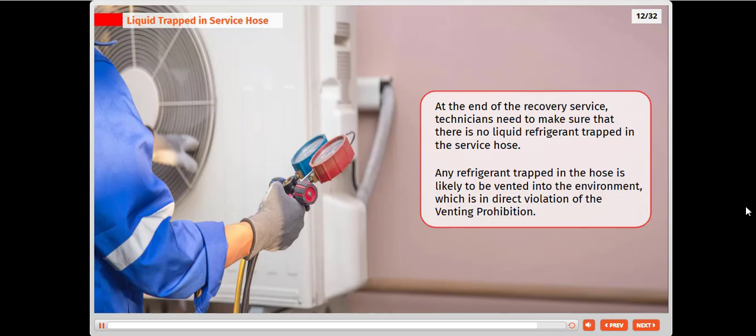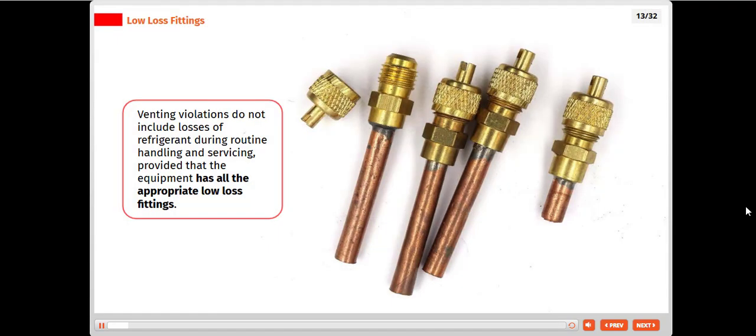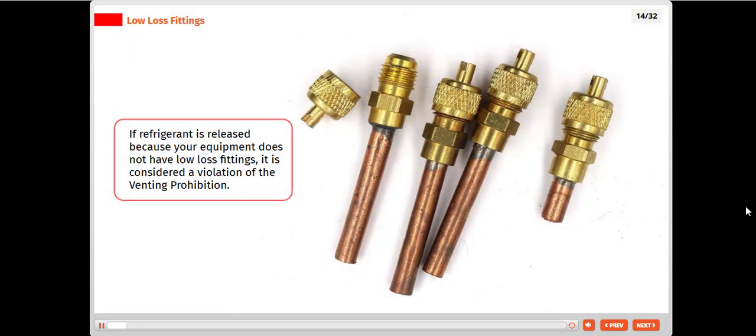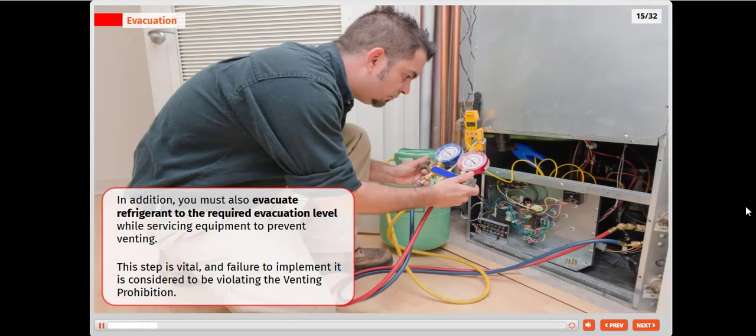Venting violations do not include losses of refrigerant during routine handling and servicing, provided that the equipment has all the appropriate low-loss fittings. If refrigerant is released because your equipment does not have low-loss fittings, it is considered a violation of the venting prohibition. In addition, you must also evacuate refrigerant to the required evacuation level while servicing equipment to prevent venting. This step is vital, and failure to implement it is considered to be violating the venting prohibition.